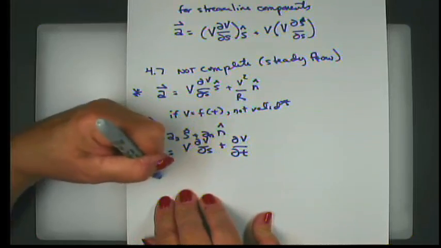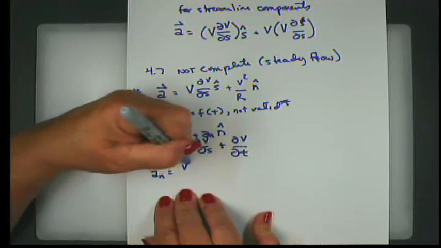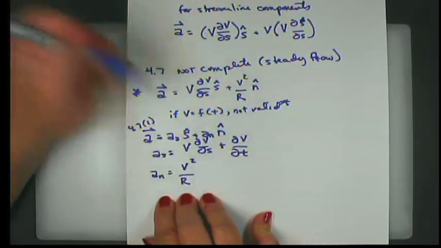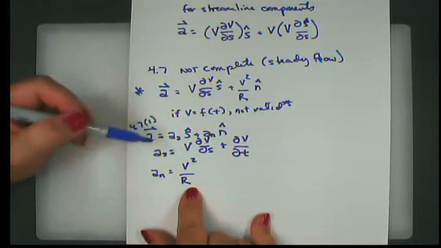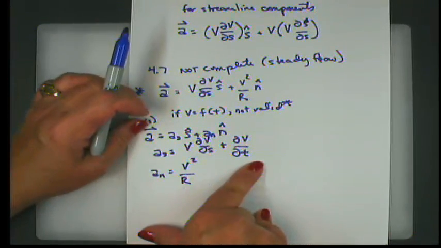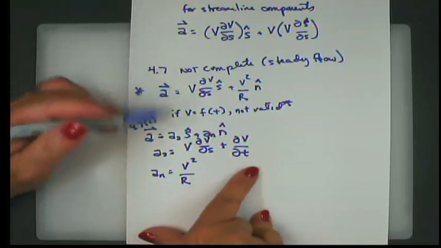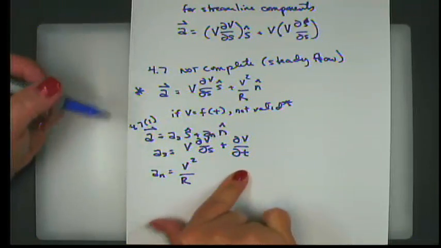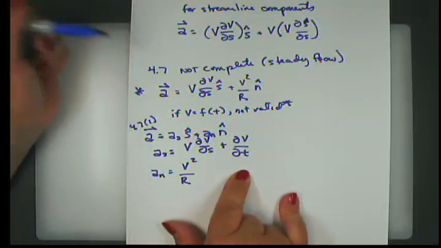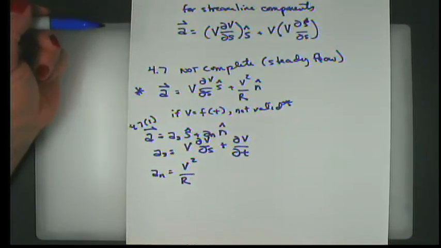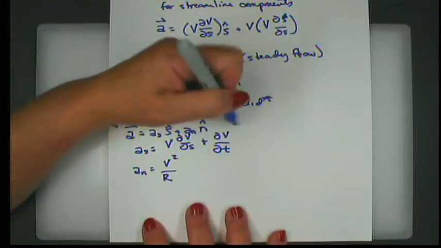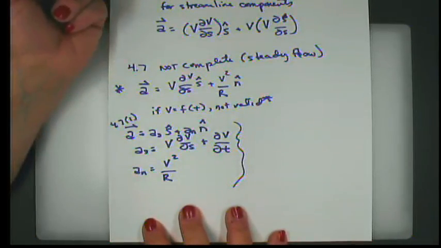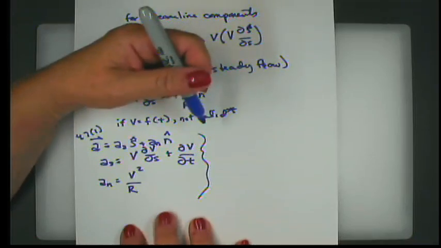And a sub n then is still equal to V squared over R. So this is the change in direction, and this is the change in, well, it can be the change in speed along that streamline. And this is something that will come in handy pretty often, because this is a very typical design for incompressible flow.